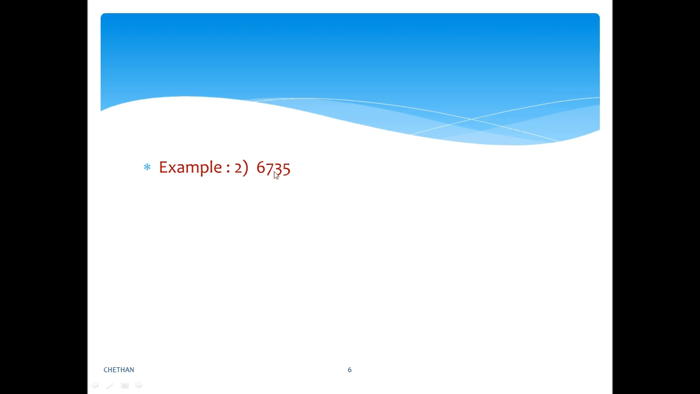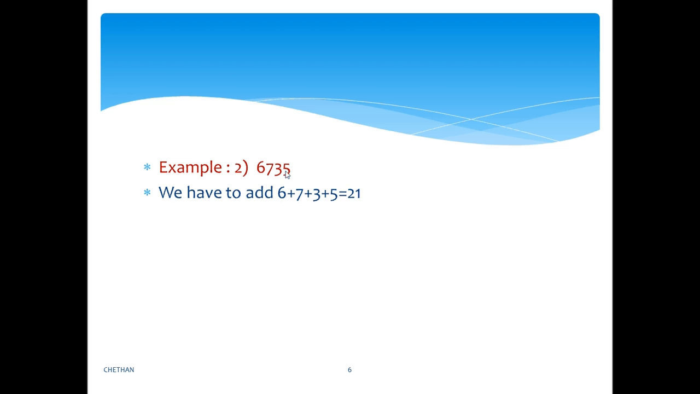Yes. We will check one more example. 6735. We have to check whether this number is divisible by 9 and 3. And one thing to confirm here, see, in the number 6735 we have 5 in the unit place. That means 6735 is divisible by 5, isn't it? Because we have 5 in the unit place, we can directly say this number is divisible by 5. But this question is given for the 9 and 3 divisibility test.